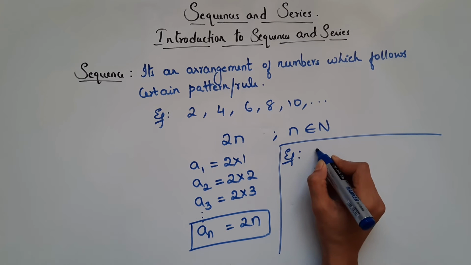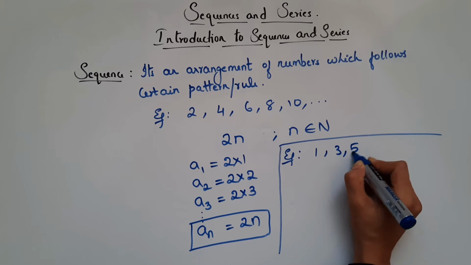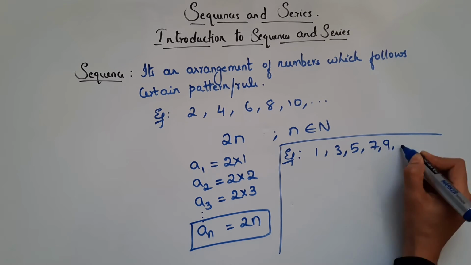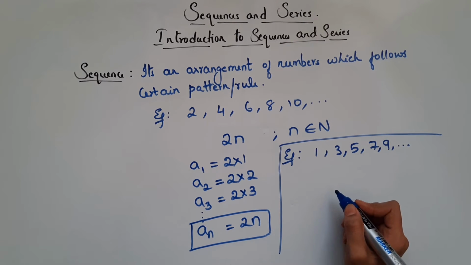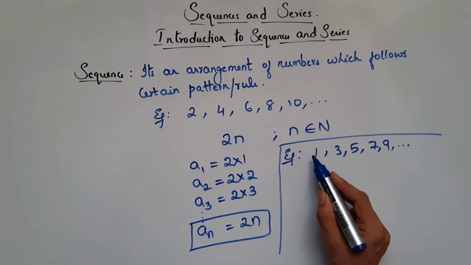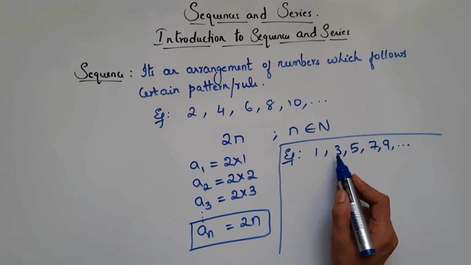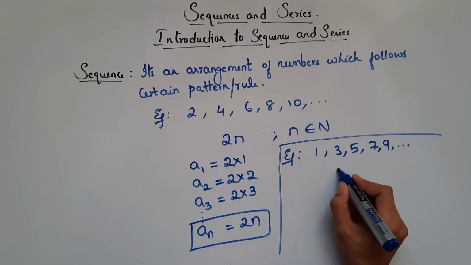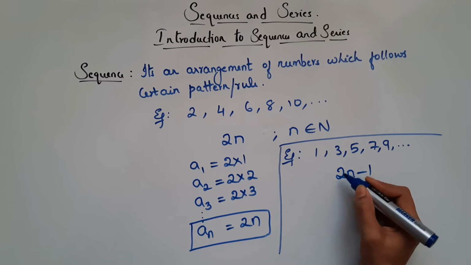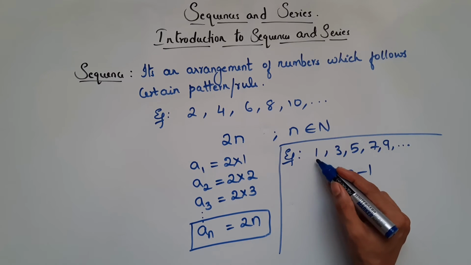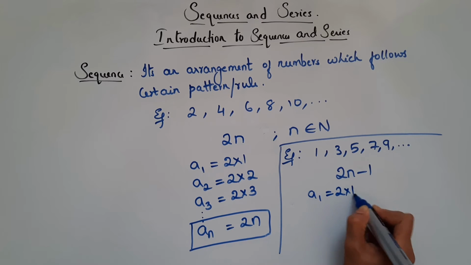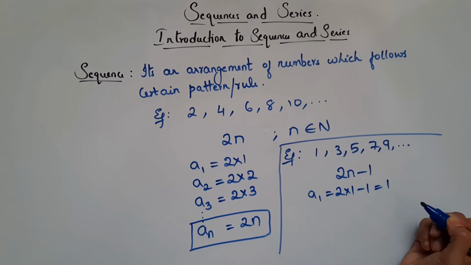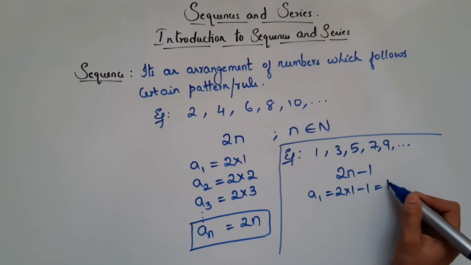Let's say we have a set of numbers 1, 3, 5, 7, 9 and so on. Here which pattern is this sequence following? If you observe, the first term is 1, the second term is 3. That means it is following 2n minus 1. When you put n equal to 1, 2 ones are 2, 2 minus 1 will give you 1. So a1 is 2 into 1 minus 1, that is 1.